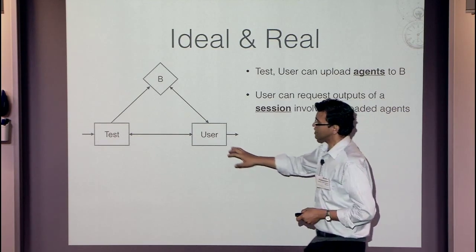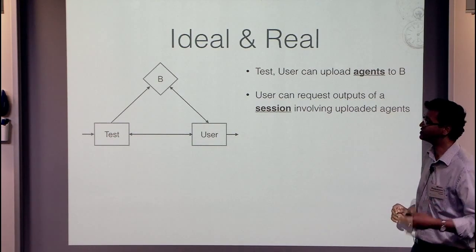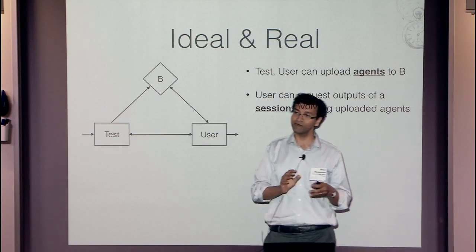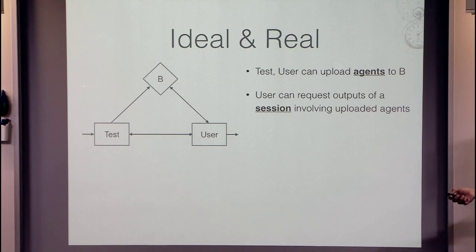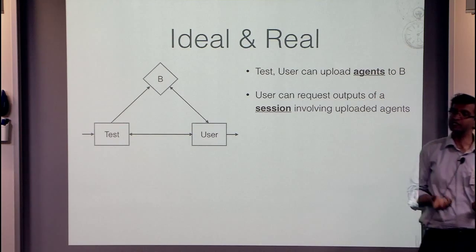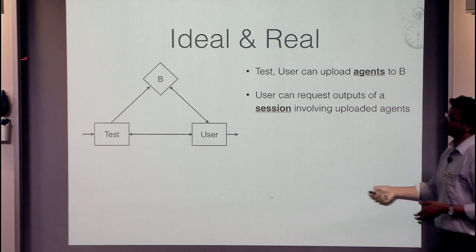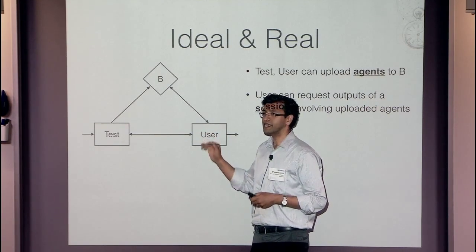Okay, so there's a test. You could think of it like an environment in a UC framework. And there's a user. And then there is this ideal black box. And what the test and the user can do is that they can upload what we call agents to the black box. Think of them as objects or programs. And I'll have an example coming up shortly. So both of them can upload these agents, and the user can operate on them.